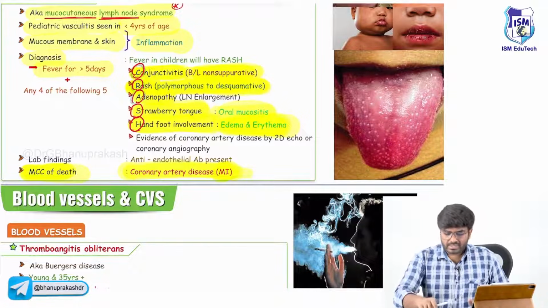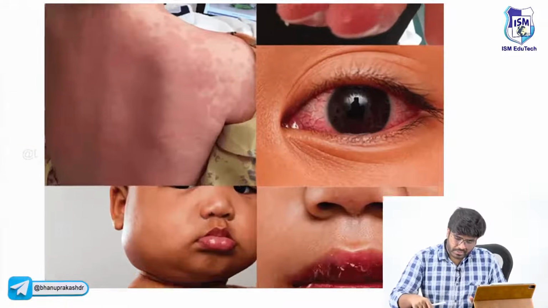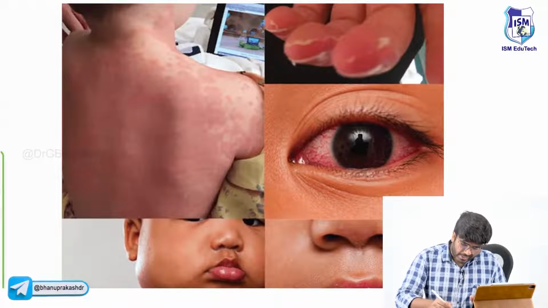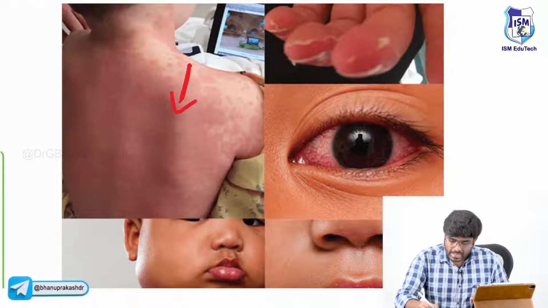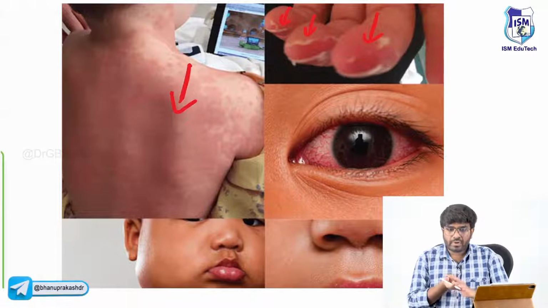So now look at this image. What are the points which you need to know? See, here the boy is having a rash, and hand and foot involvement, sir. See, the skin is peeling off. Okay, so the skin is peeling off, with hand and foot involvement.